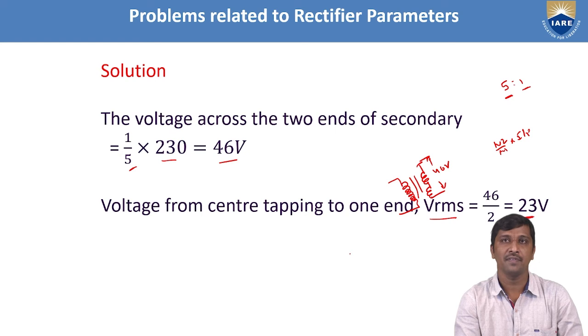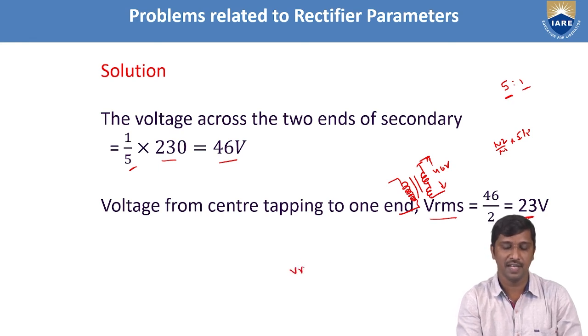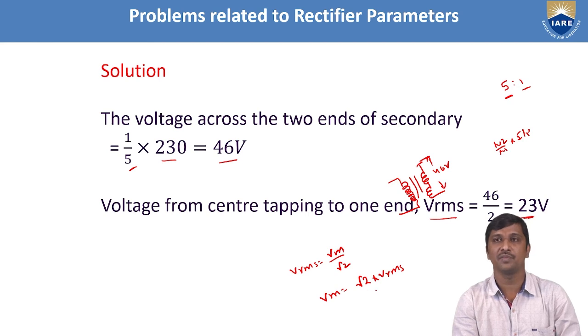Now, if you want to identify the peak voltage across the transformer secondary winding, we know the relation. What is the relation here? VRMS is equal to Vm by root 2, so Vm is equal to root 2 times your VRMS. To calculate the peak voltage, we need to apply this relation. What is the VRMS across each secondary winding? Each secondary winding contains 23 volts VRMS. So by using this VRMS voltage, we are going to calculate the Vm voltage.